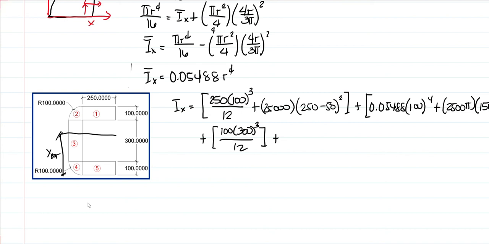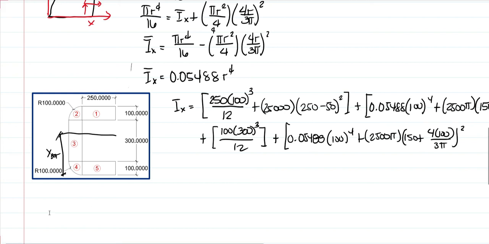So, that is 0.05488 times 100 raised to 4 plus 2,500 pi times 150 plus 4 times 100 over 3 pi squared. So, check natin kung na-squared yun kanina. So, may squared naman.